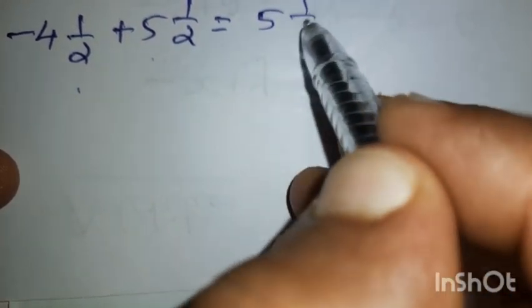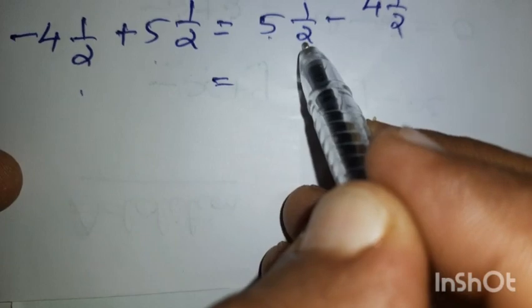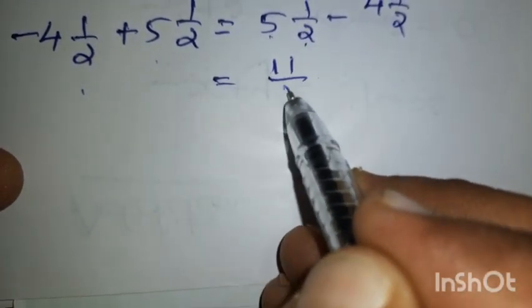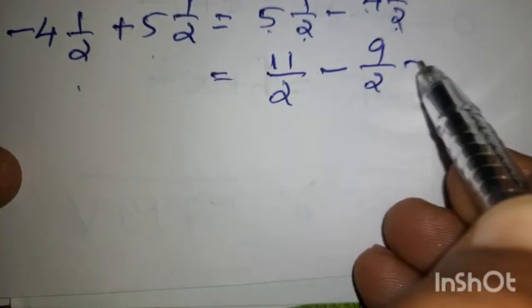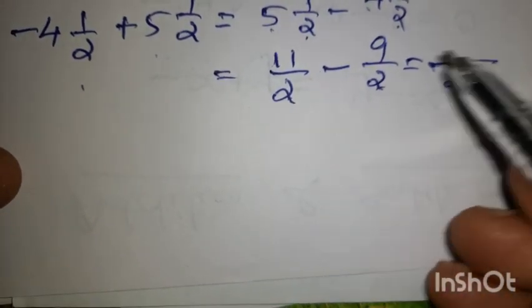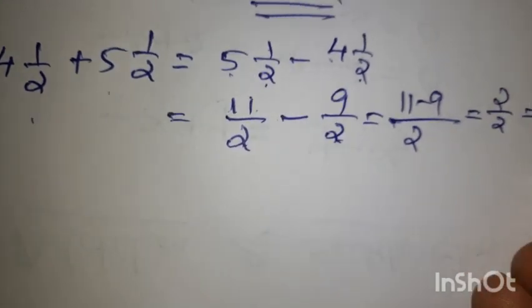minus 4 1 by 2 plus 5 1 by 2. So 5 1 by 2 minus 4 1 by 2. 5 into 2 is 10, 10 plus 1 is 11, 11 by 2, minus 4 into 2 is 8, 8 plus 1 is 9, 9 by 2. Denominator is common. So 11 minus 9, the answer is 2 by 2. The answer is 1 itself.